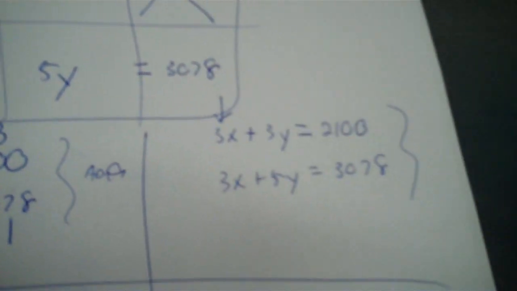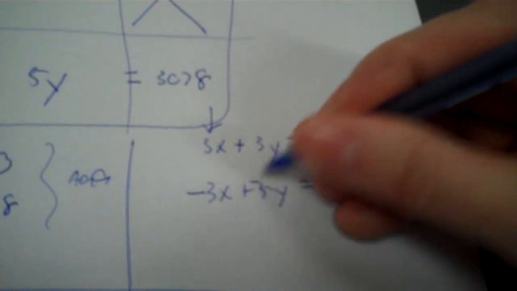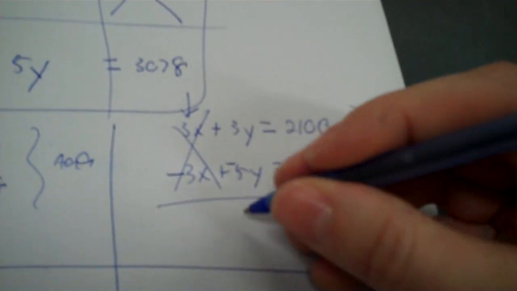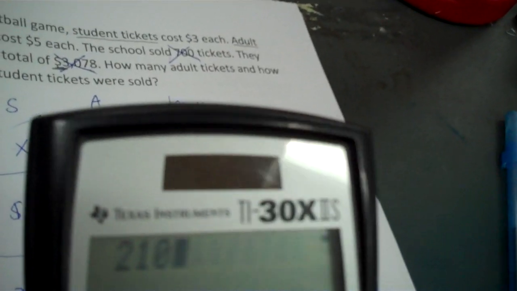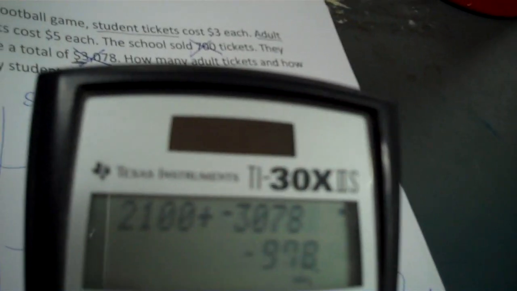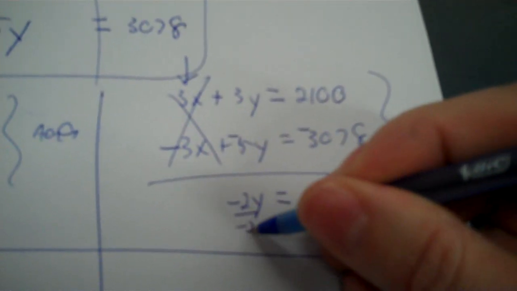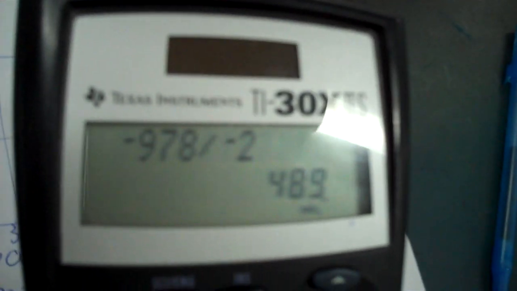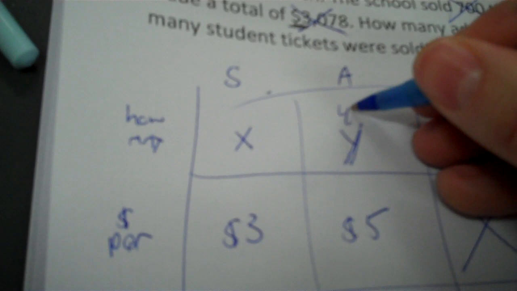Now, these are the same number, but they're both positive, so making it a negative will ensure that those add to 0, but then the rest of that equation has to go to its opposite. 3 plus negative 5 is negative 2y. Then I take 2100 plus negative 3078, that's negative 978. Divide by negative 2. And negative 978 divided by negative 2 is 489. So the y is 489.